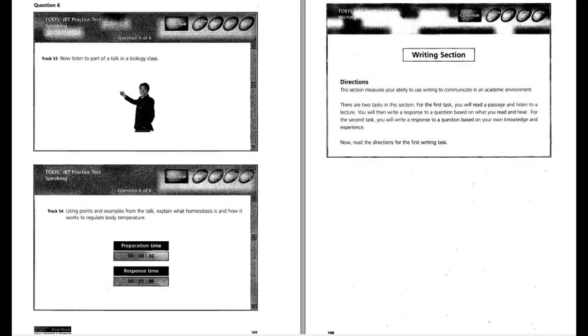The students discuss two possible solutions to the woman's problem. Describe the problem, then state which of the two solutions you prefer and explain why. Now listen to part of a talk in a biology class.